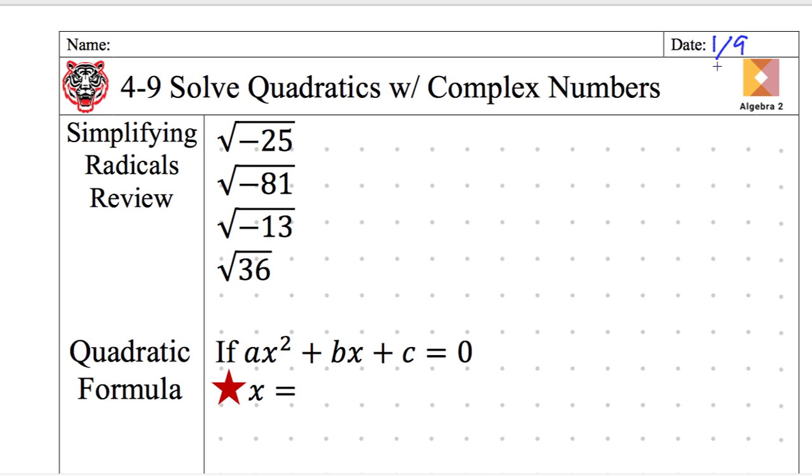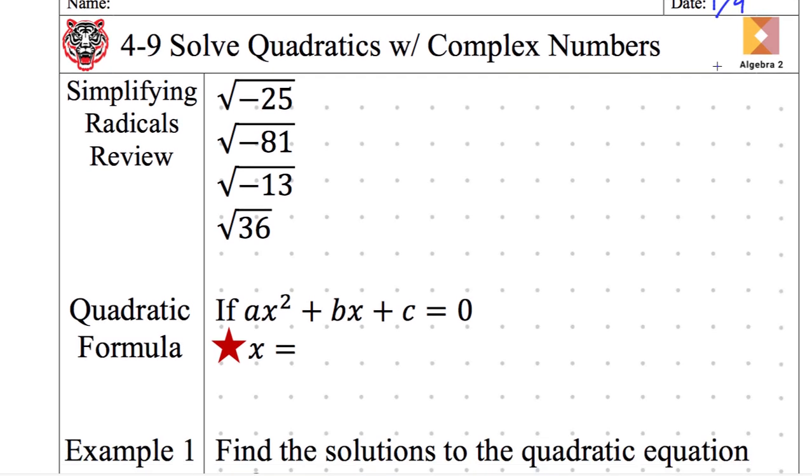Today is 1/9. The notes, the blank notes, I forgot to hand them out yesterday. They are available online for everyone to print out and follow the notes with us. So, simplifying radicals review. Okay, Teflon, you're doing all of these. I'll do the first one, actually. You can do the next three.